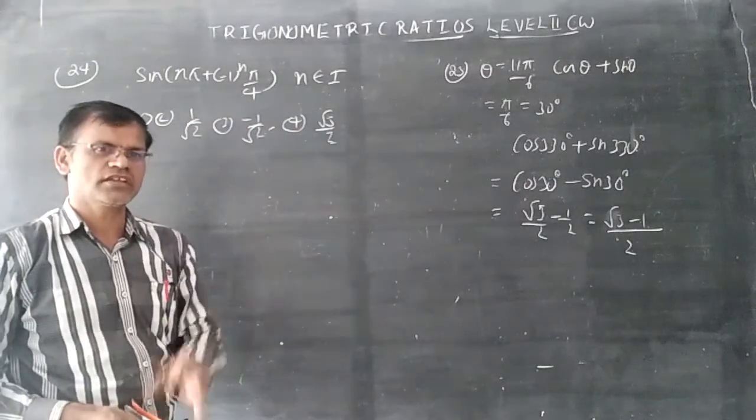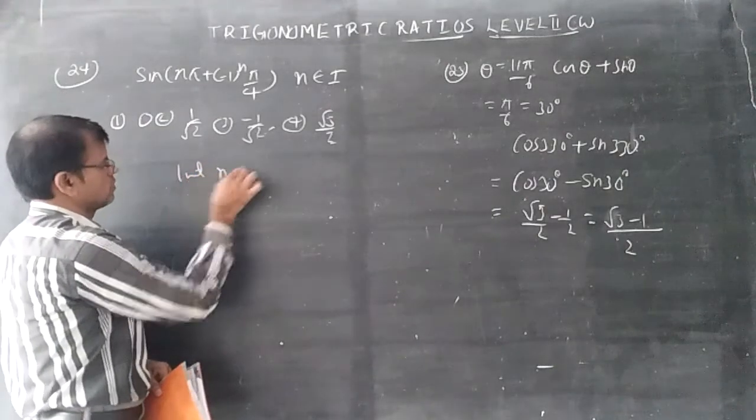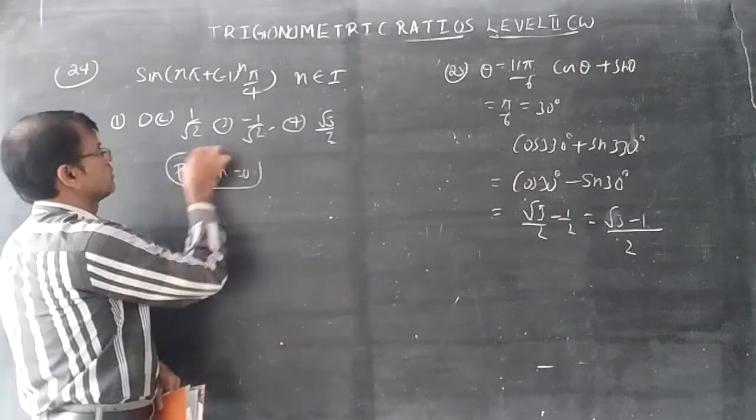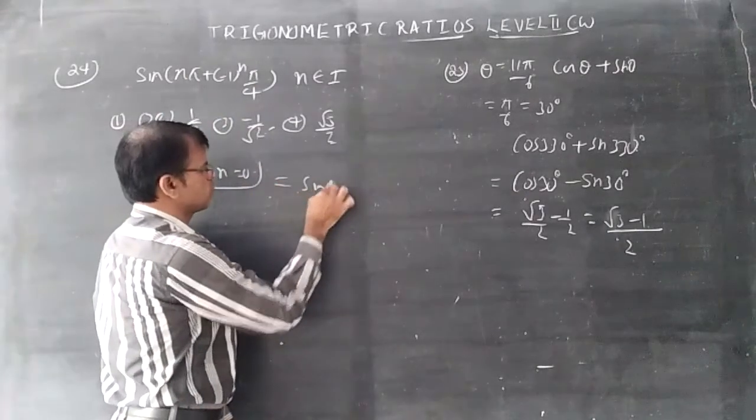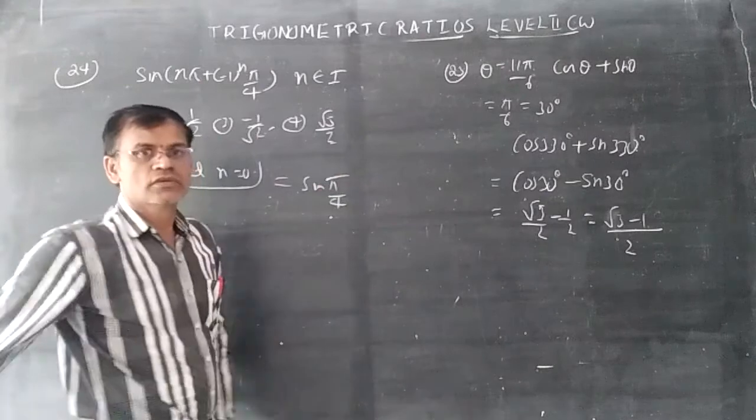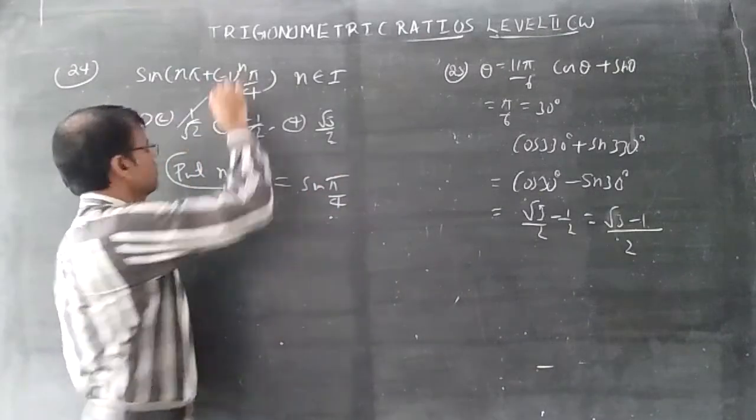So the shortcut integer is 0. Put n is equal to 0. This becomes 0. Minus 1 power 0 is 1. So it is simply sin pi by 4. Sin pi by 4 meaning sin 45. Sin 45 value is 1 by root 2.